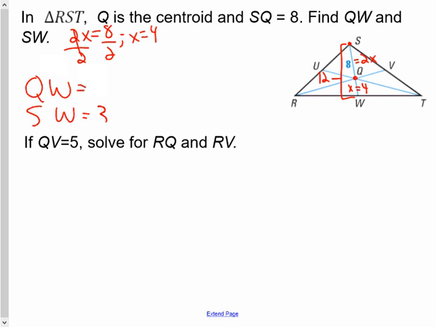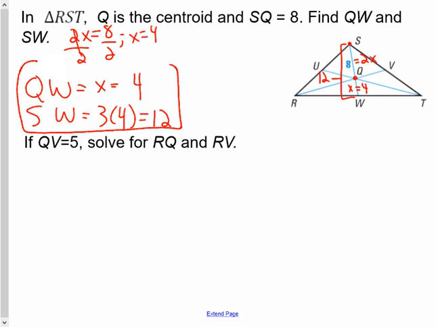So those are our answers. We're just basically filling it in using the x, 2x, 3x pattern. Next, what about QV? If QV is 5, solve for the other two pieces, RQ and RV. So now QV here, they're saying this one's 5, right?